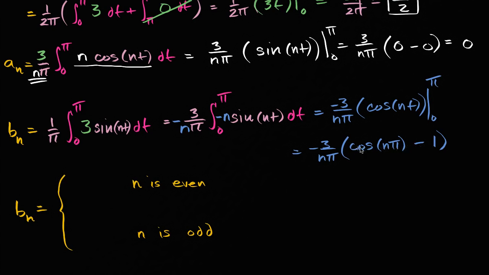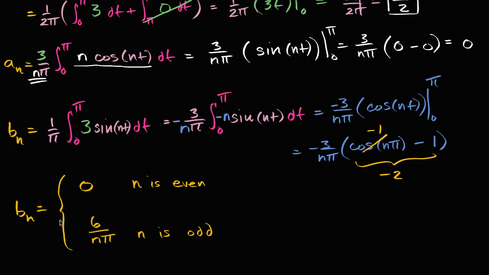So what would this thing evaluate to if n is even? So this n, if it's even, it would be like cosine of 2 pi, cosine of 4 pi, cosine of 6 pi. Well, in that situation, this is going to evaluate to 1. You're going to have 1 minus 1, which is 0, so the whole thing is going to evaluate to 0. And if n is odd, cosine of pi, cosine of 3 pi, cosine of 5 pi, well, those are going to evaluate to negative 1. Negative 1 minus 1 is negative 2. And so this is all going to be negative 2. Negative 2 times negative 3 over n pi is going to be 6 over n pi. So there you have it.